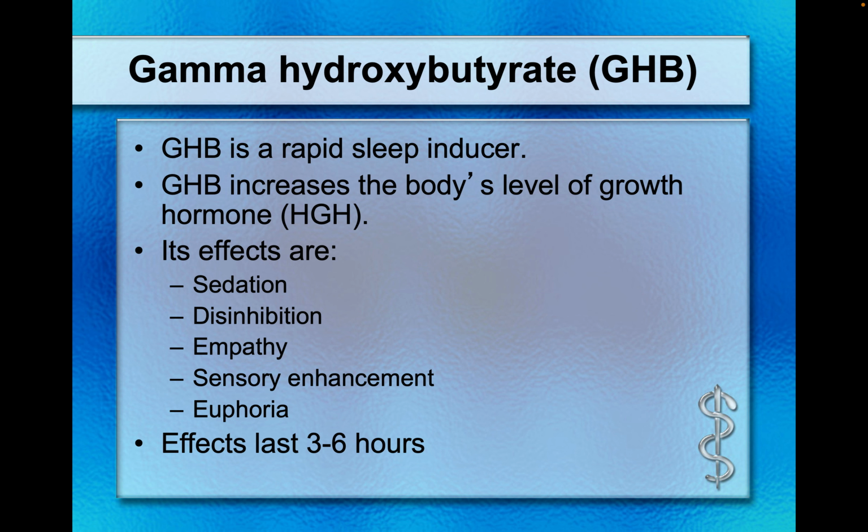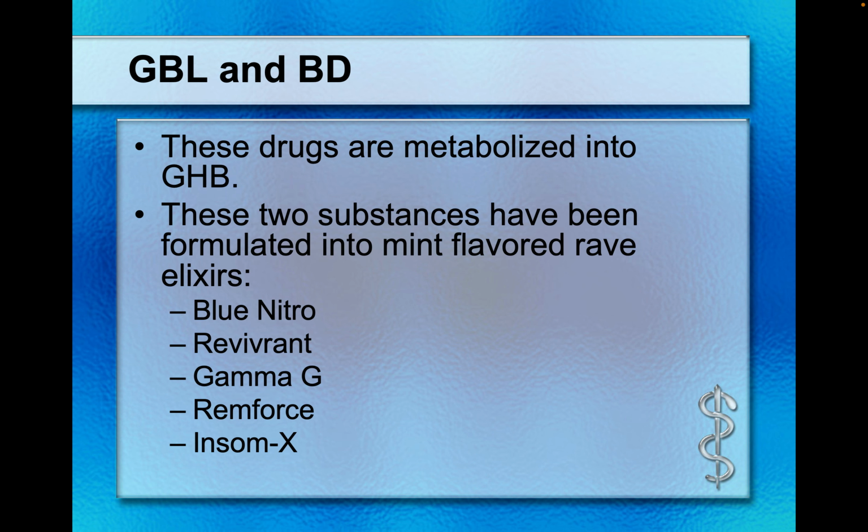GHB is a rapid sleep inducer. GHB increases the body's level of growth hormone, HGH. Its effects are sedation, disinhibition, empathy, sensory enhancement, and euphoria. Its effects last for 3 to 6 hours. GBL and BD are metabolized into GHB. These 2 substances have been formulated into mint-flavored rave elixirs: Blue Nitro, Revivarant, Gamma G, Rejuv Force, and Insom X.